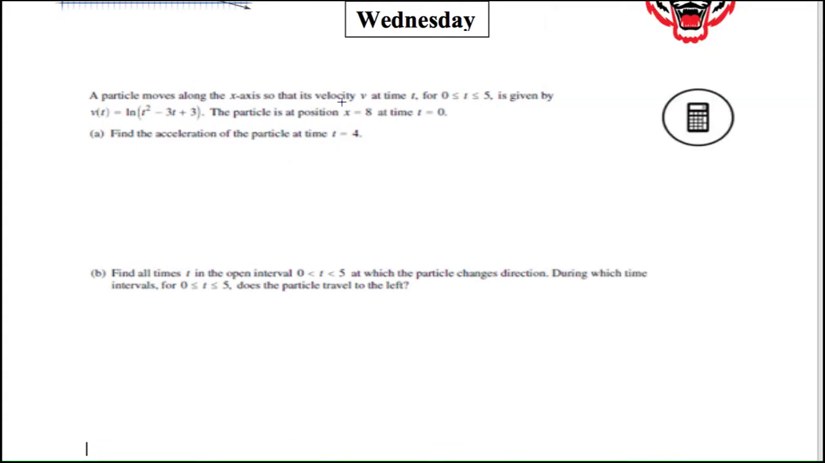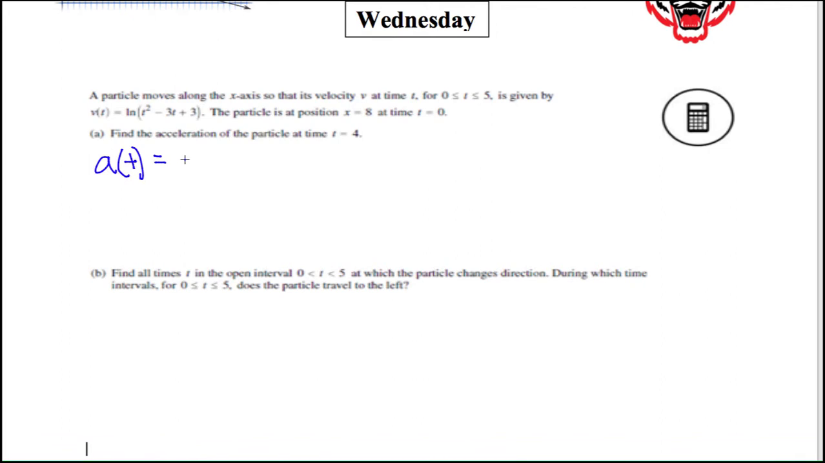All right, so coming back over here, a particle moves along the x-axis. Its velocity is the natural log of t squared minus 3t plus 3. And I know the start position: the start position is 8 when time is 0. All right, I'm looking for acceleration. Acceleration of t is what?